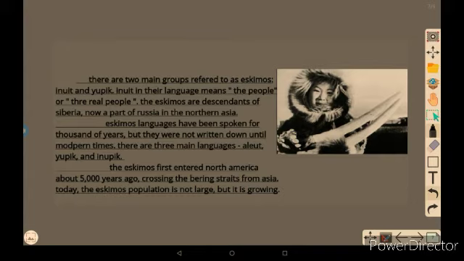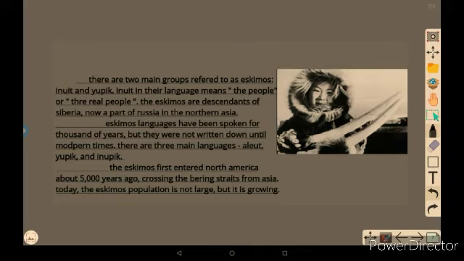So there are two main groups of the Eskimos. What are they? One is Inuit and the second is Yupik. In their language, the word Yupik means the people or the real people. So the Eskimos are the descendants of Siberia, which is now a part of Russia and Northern Asia too. They started living here too.